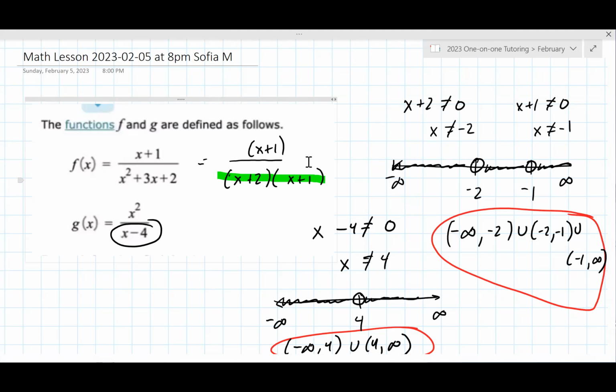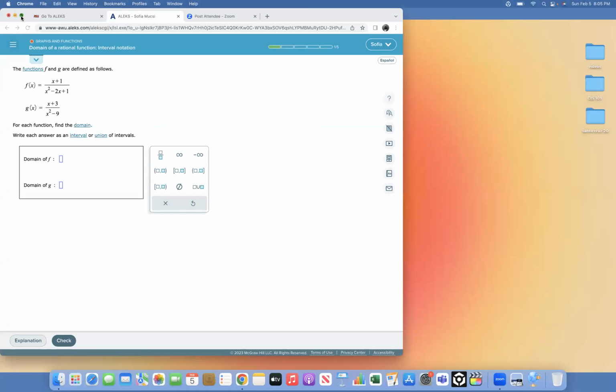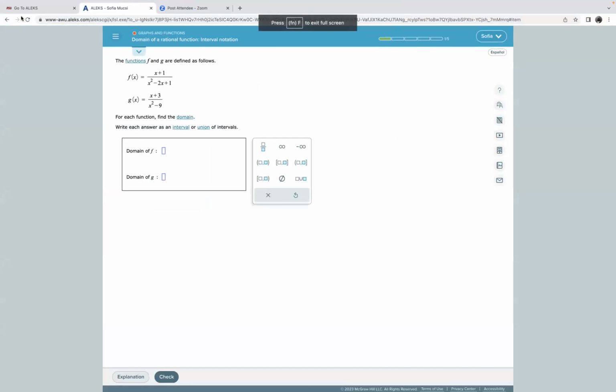Okay, got it. Okay, I'll share my screen again. This is the next one. So how's your factoring? Like, how comfortable are you with it? Yeah, I'm good at factoring. Okay.